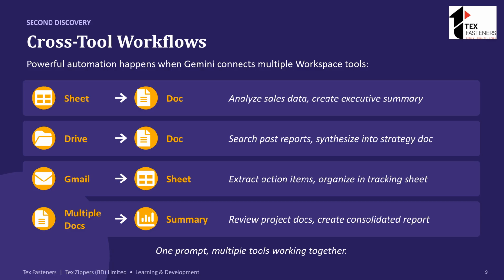The real power of business automation appears when Gemini connects multiple Workspace tools. For example, it can analyze sales data from a sheet and create an executive summary in a doc. It can search Drive for past reports and synthesize them into a strategy document. It can extract action items from Gmail and organize them into a tracking sheet. Or it can review multiple project documents and create one consolidated report. The important concept is this: one prompt can coordinate work across multiple tools.